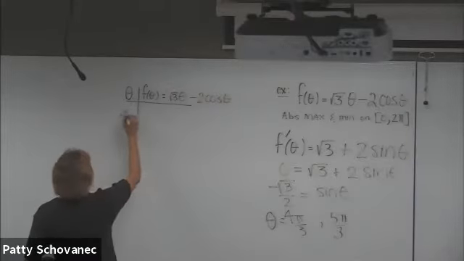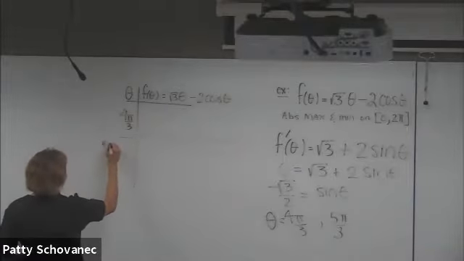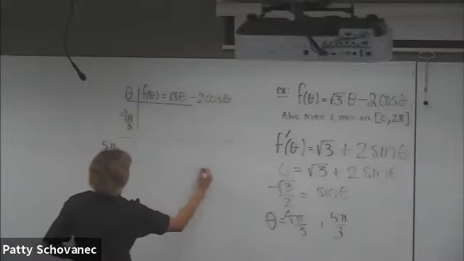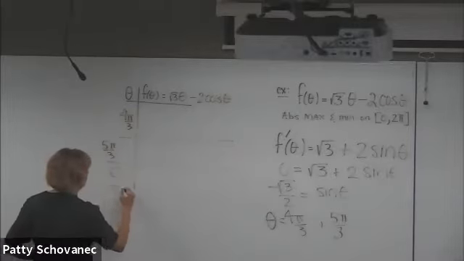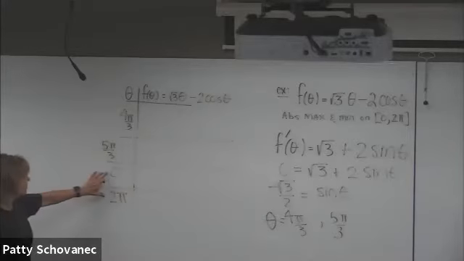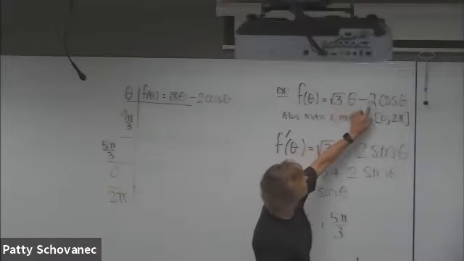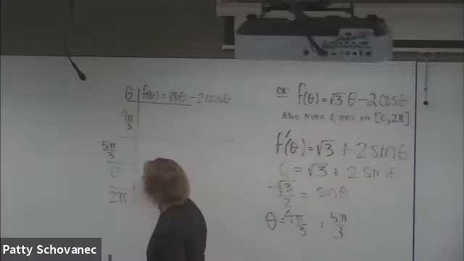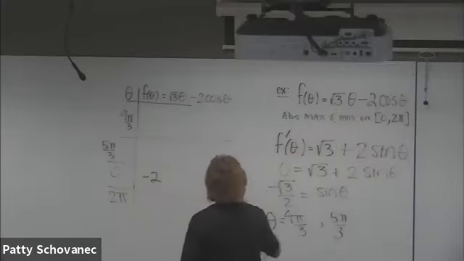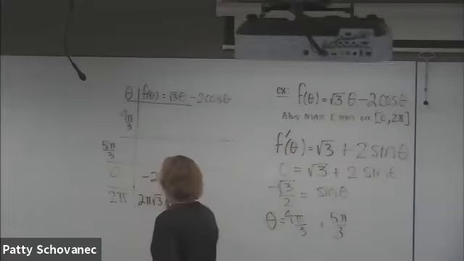So 4 pi thirds, 5 pi thirds, 0 and 2 pi. Let's do the easy ones first. What's the cosine of 0 and the cosine of 2 pi? Cosine of 0 and 2 pi are both 1. So when I put a 0 in here, I just get minus 2 times 1. And when I put a 2 pi in here, I have 2 pi times the square root of 3 minus 2.